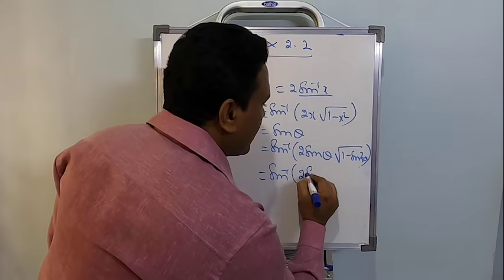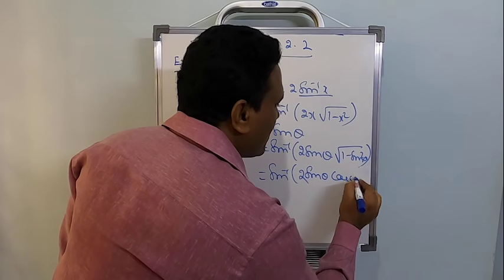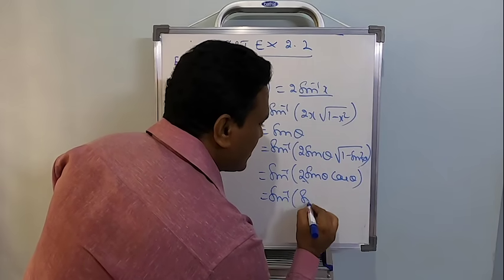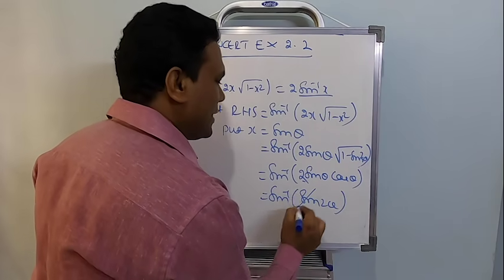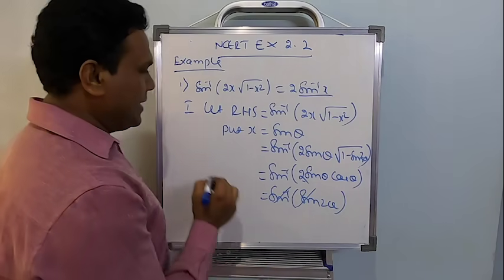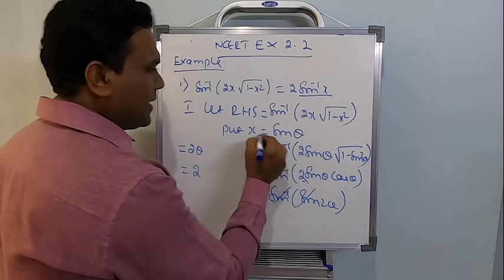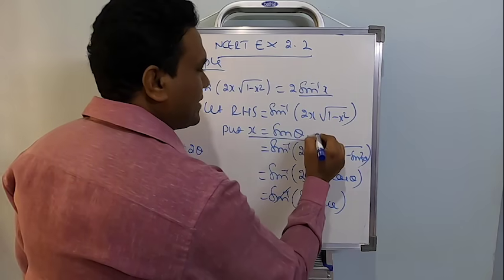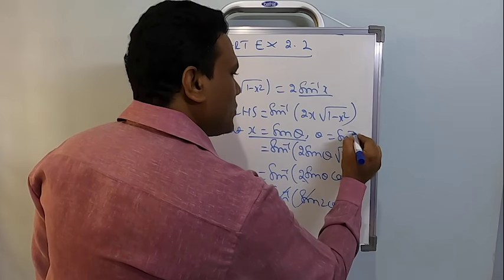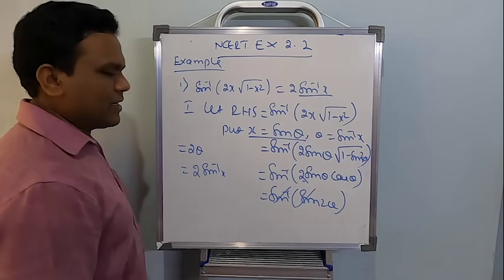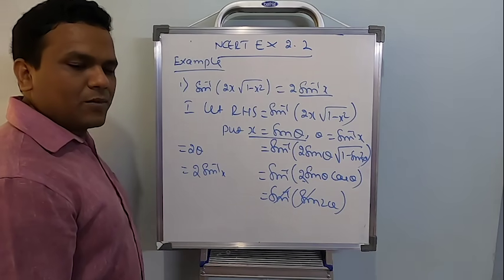So what I get here is 2 sin theta multiplied by cos theta. What is 2 sin theta cos theta? That is nothing but sin 2 theta. Eliminate sin inverse and sin. So the remaining is 2 theta. And what is the value of theta from this? If x equal to sin theta, then theta equal to sin inverse x. So this will become 2 sin inverse x. This is one method.